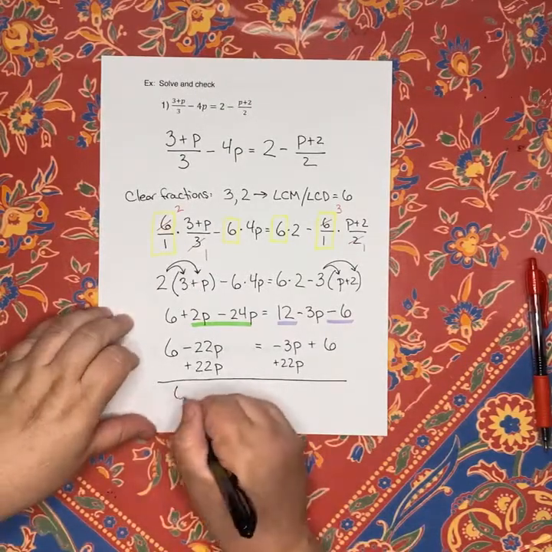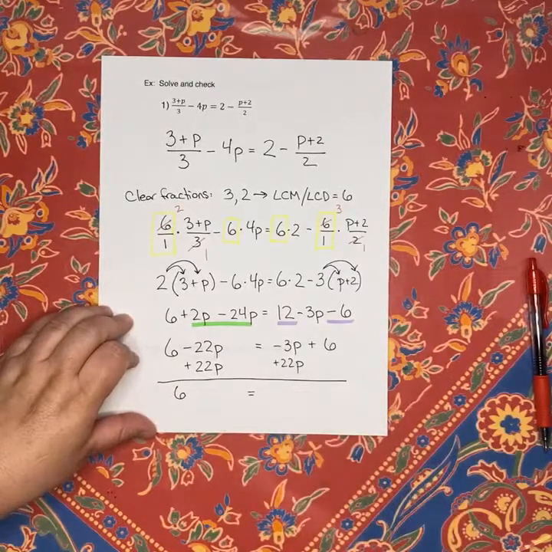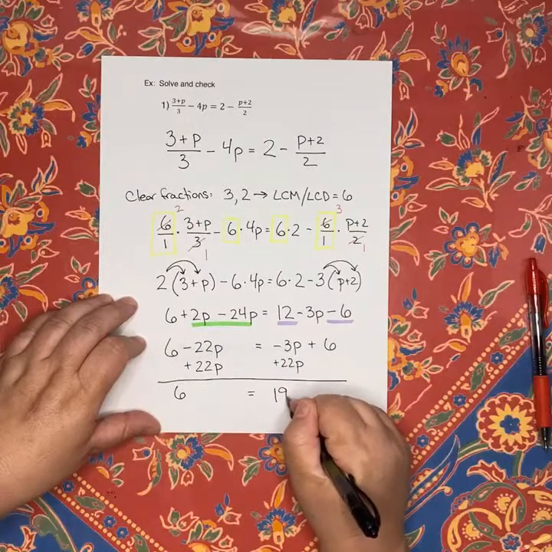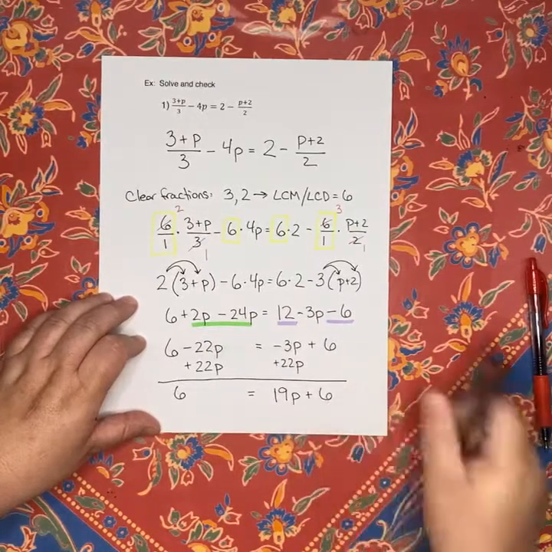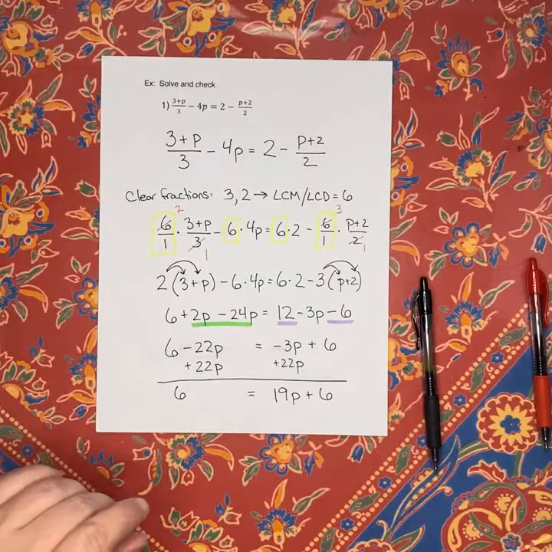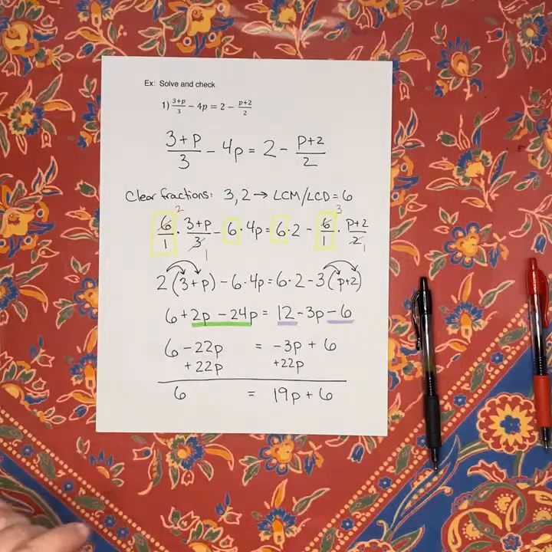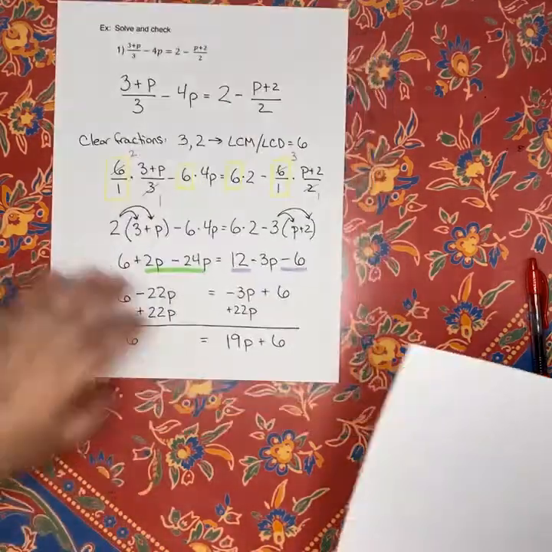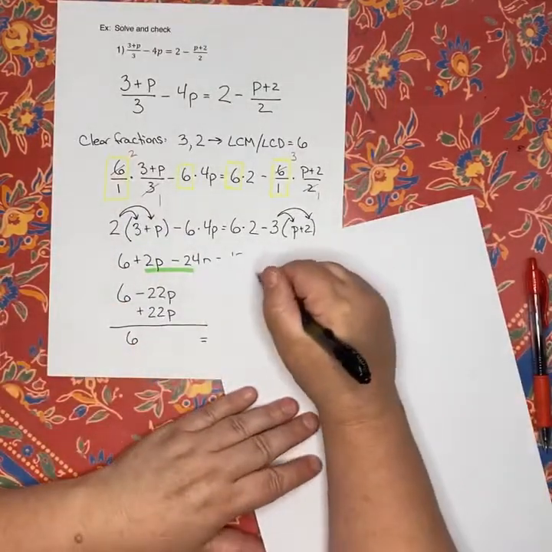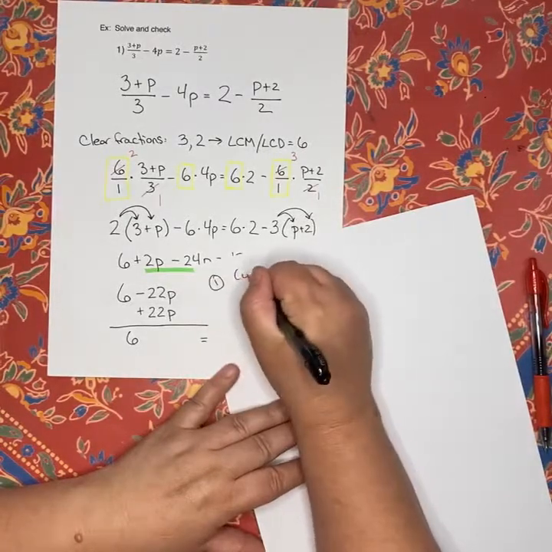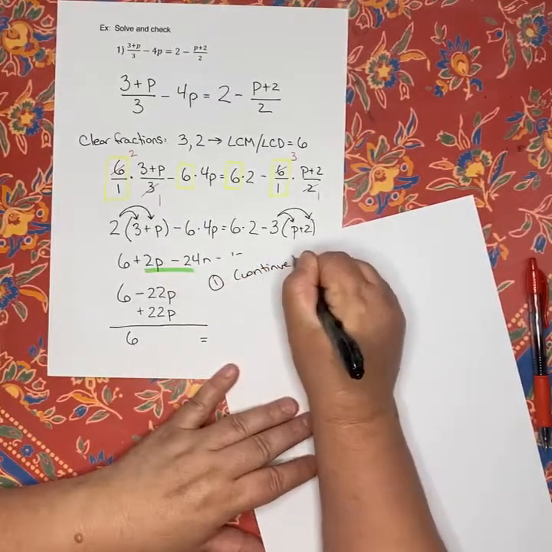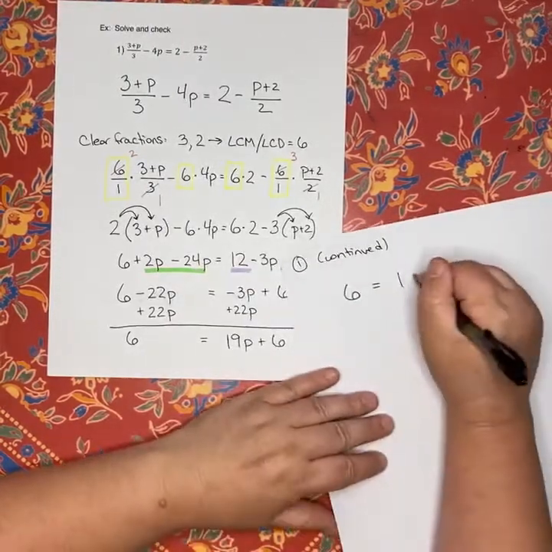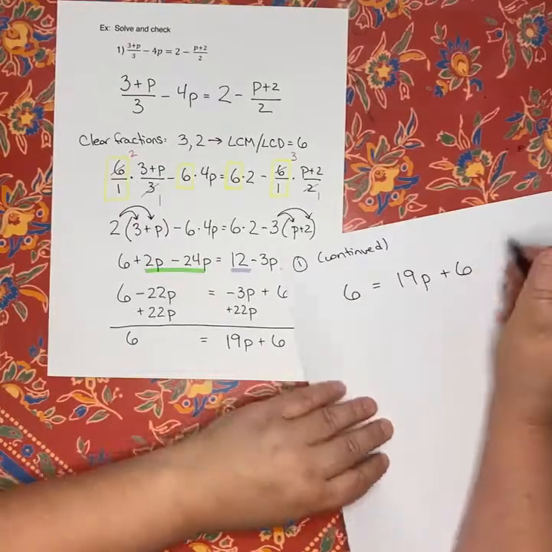So over here I've got 6 equals 19p plus 6. I'm going to reach over here and see if I can find some paper because I need to go on to the next page. So I've got 6. So this is 1 continued. So I've got 6 equals 19p plus 6.